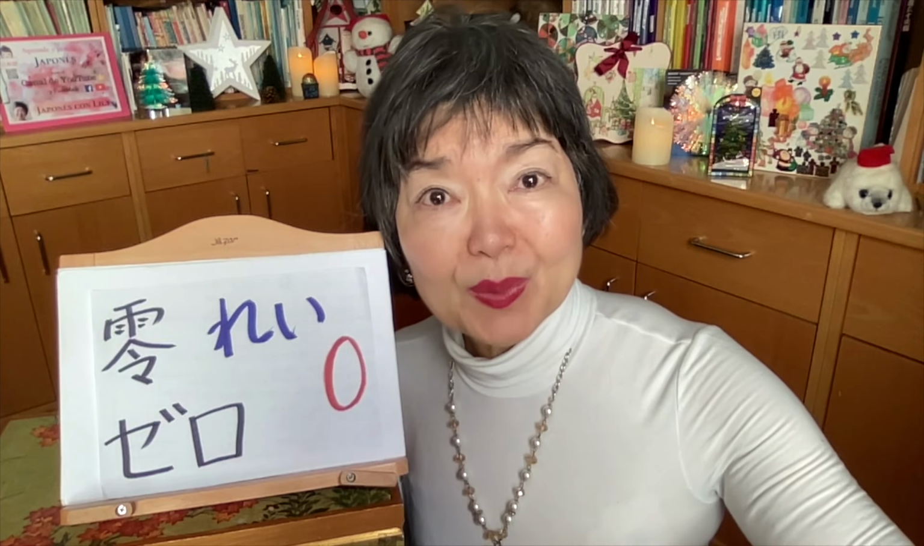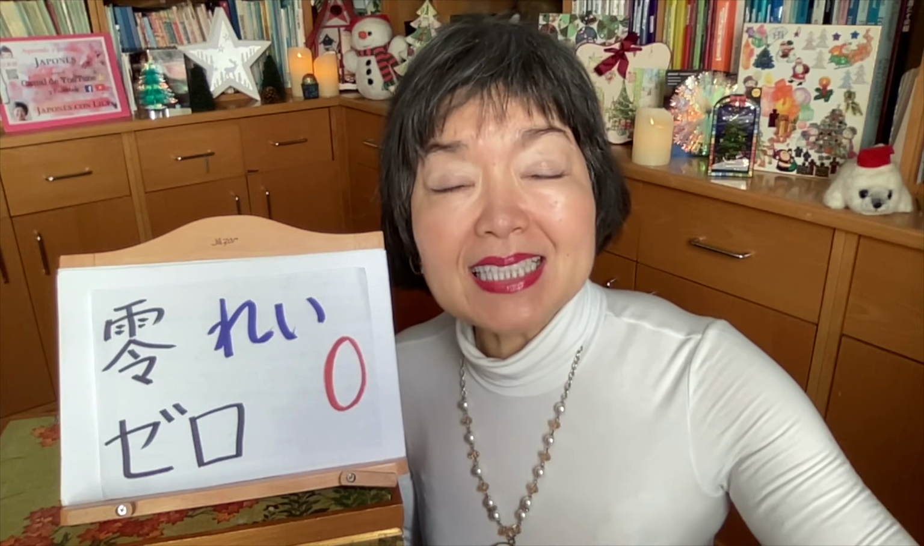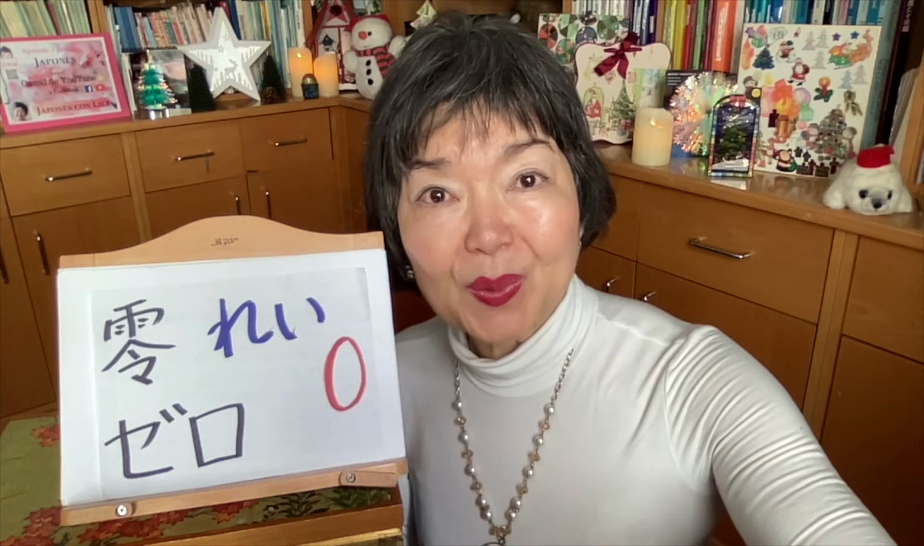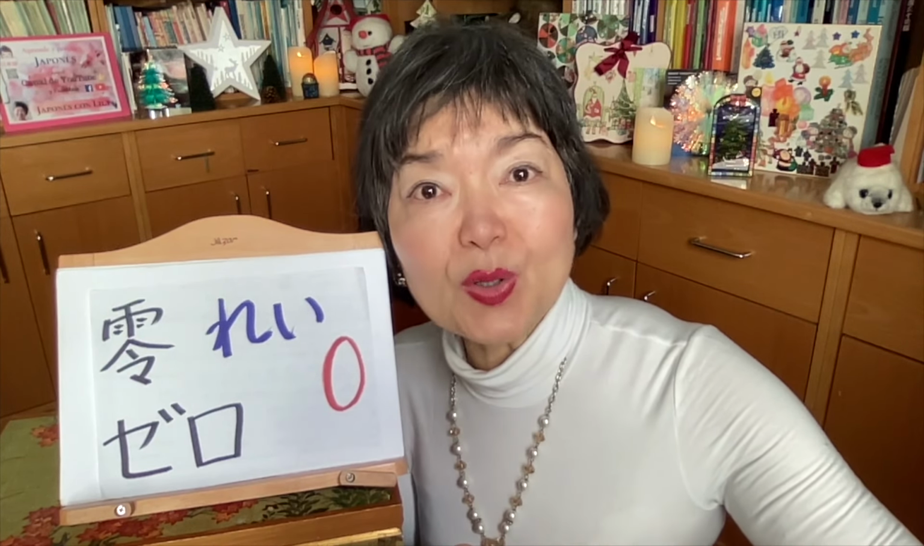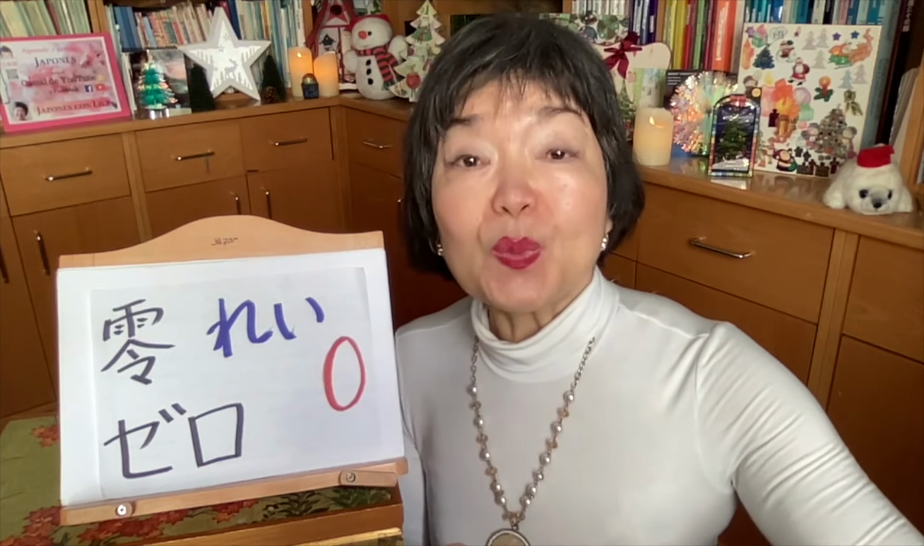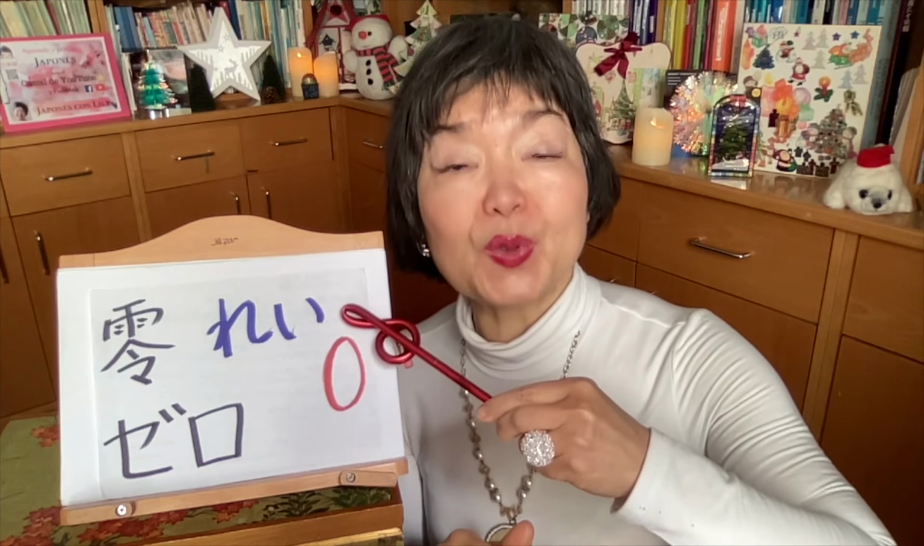This zero comes from the English word zero. But this concept was born in India in the 5th century, and then it went to Europe. So this is why you say zero. After the zero concept arrived in China, they called it rei. So we Japanese people have two influences, one from China, using rei, and the other from the European, Occidental countries, where we say zero.